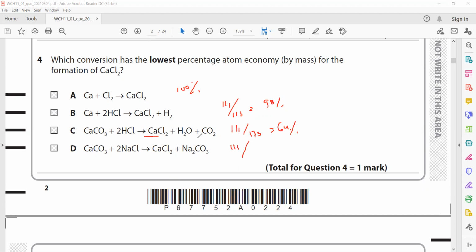the total mass. Sodium carbonate: sodium is 23 multiplied by 2, 46, plus carbon is 12, plus oxygen 16 times 3, that's 48. So sodium carbonate is 106, plus 111, which is 217. So 111 divided by 217, multiplied by 100, so 51% yield, 51% atom economy. That's why D is the right answer.